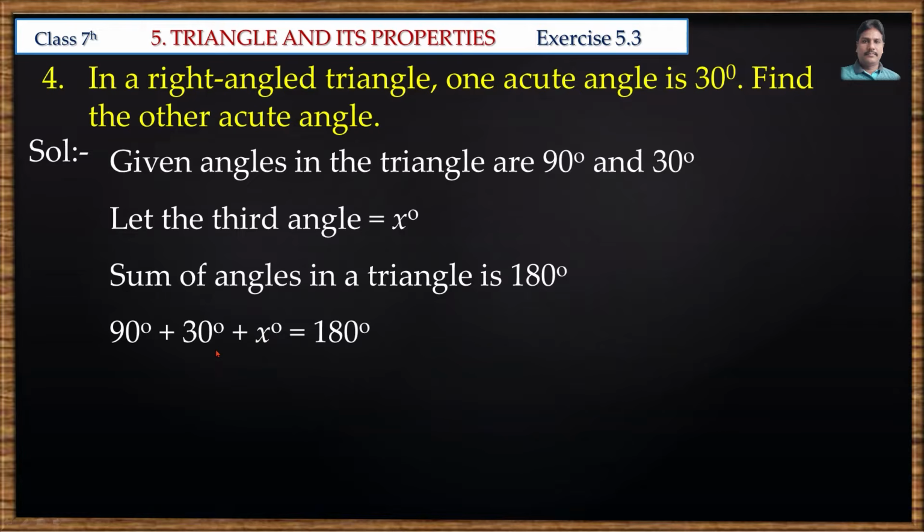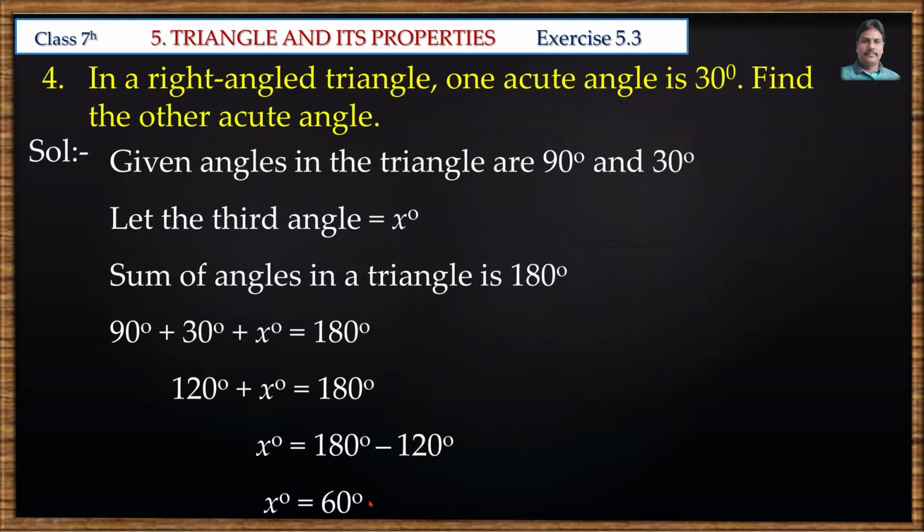90 plus 30 is equal to 120. 120 plus x is equal to 180 degrees. We have to find x. Transpose 120 to the right side. Then x is equal to 180 minus 120. This will become x is equal to 60 degrees. Therefore, the third angle in the given right angle triangle is 60 degrees. This is the answer.